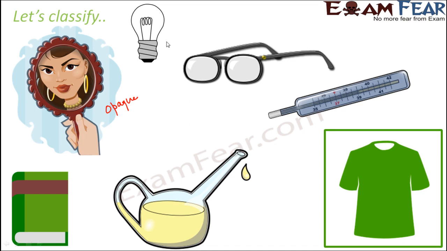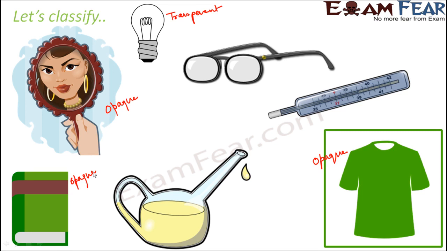Look at the bulb. The glass which is there on the bulb, is that transparent, translucent, or opaque? Definitely that is transparent because it allows you to see through. You are able to see the filament inside the bulb through the glass. So that is transparent. Similarly, the glass in spectacles is also transparent because it allows you to see through it. The thermometer glass is again transparent. It allows you to see the reading. Think of a shirt, what is it? It is opaque because through the shirt you are not able to see what is on the other side. Similarly, a book is opaque because you are not able to see what is on the other side of the book.